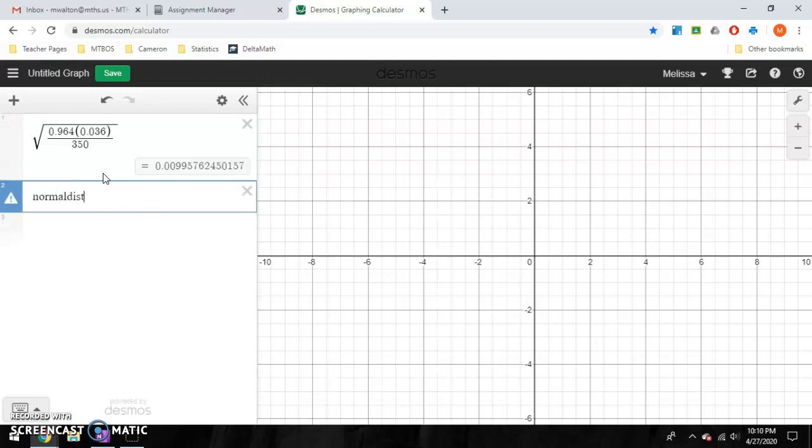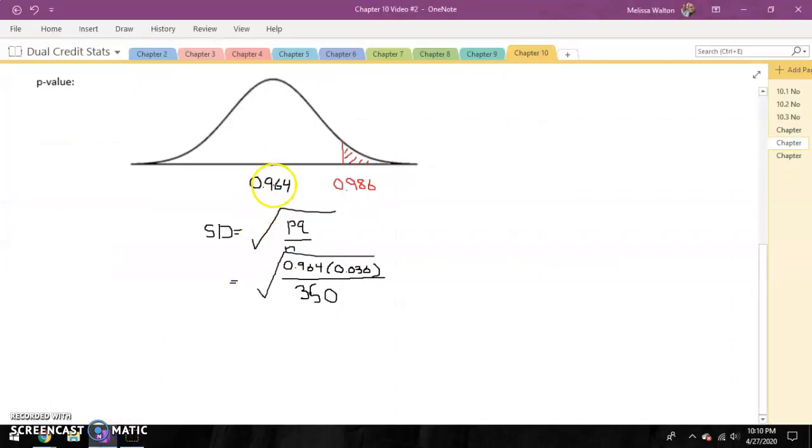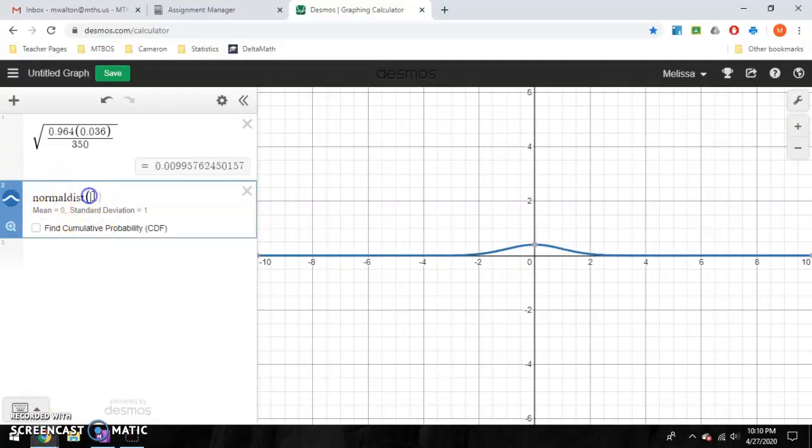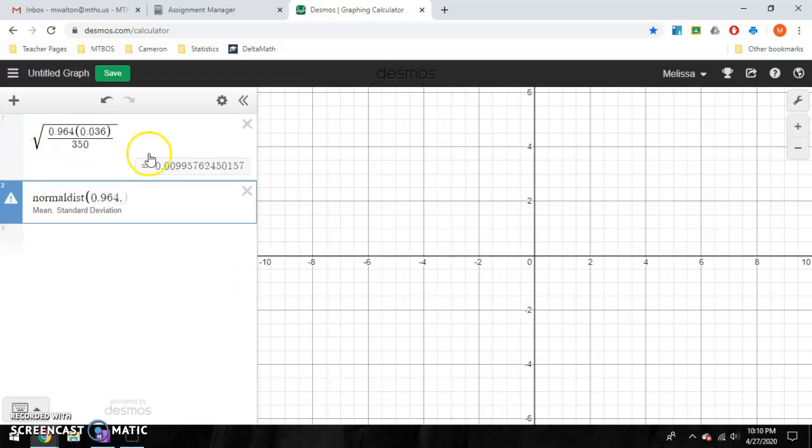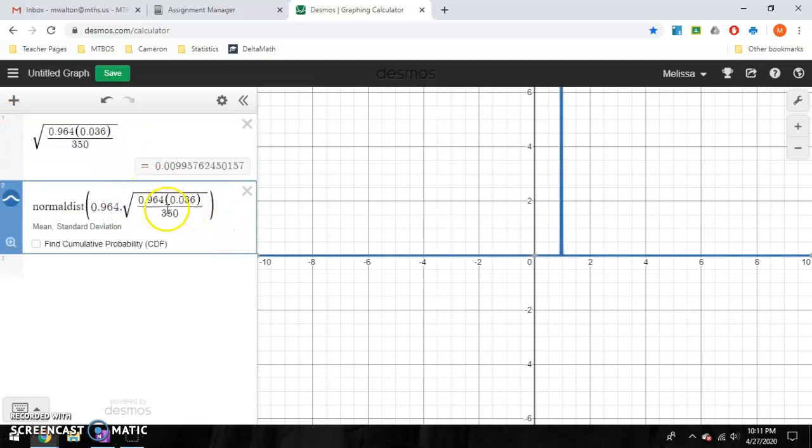All right, so here we go. Let's go ahead and draw out our normal distribution. Here's what we've got. We have centered our distribution around 96.4%. Our standard deviation, we just calculated that. So here's what we're centered at, and here is our standard deviation.